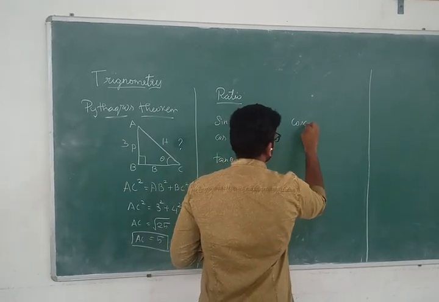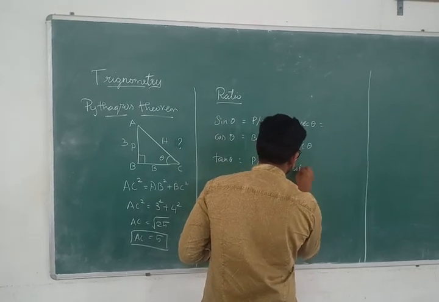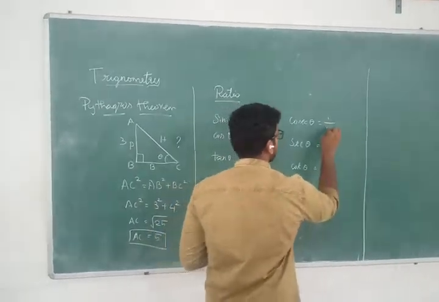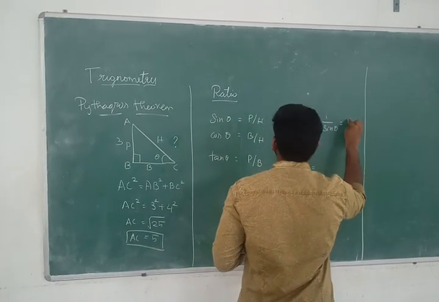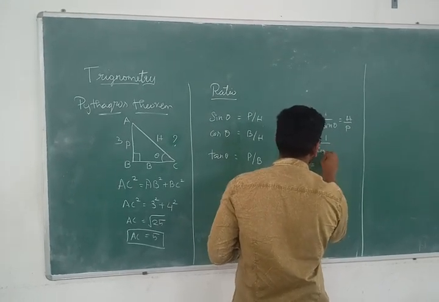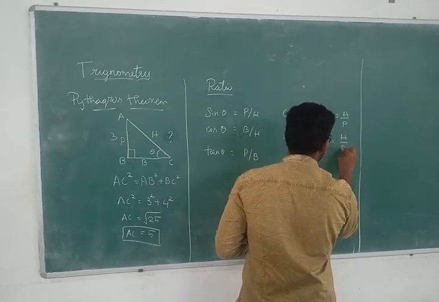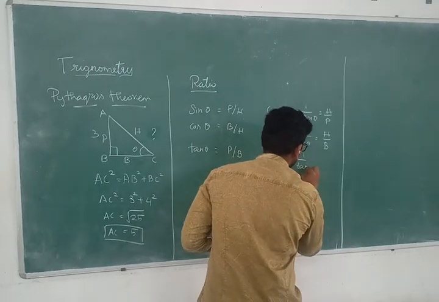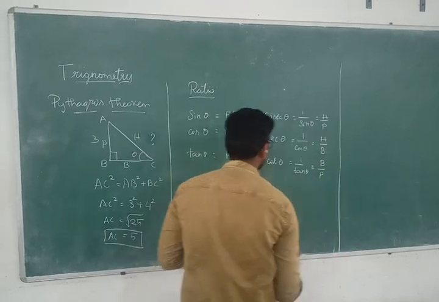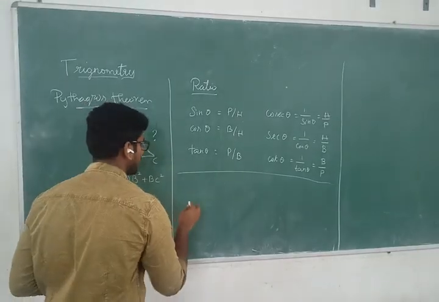Cosecant theta, secant theta, cot theta. Cosecant theta equals 1 by sin theta, so hypotenuse by perpendicular. Then secant is 1 by cos theta, so hypotenuse by base. For cot, 1 by tan theta, so base by perpendicular. Okay, this is a trigonometric ratio.